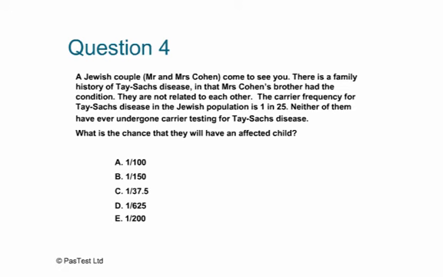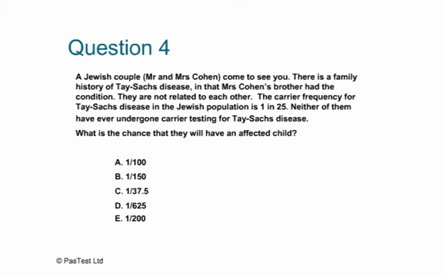And you're told in the question that the carrier frequency in this population is about 1 in 25, and that there are no carrier testing DNA test results for this couple. So the question is, what is the chance that they will have an affected child? So how do we approach this? Think about it now, and write down the answer that you think is the correct one.